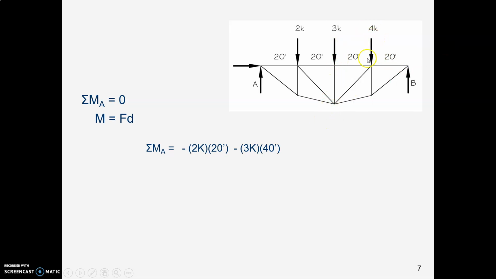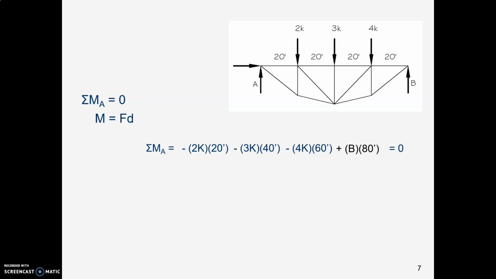What about the 4,000 pound force? It's not 20 feet, it's 20, 40, 60 feet from point A, and it's clockwise moment, so it's a negative moment. And then we've got another moment caused by the reaction at B, and that's 20, 40, 60, 80 feet, and that's counterclockwise, so that's a positive moment. And what does that all add up to? It all adds up to 0.